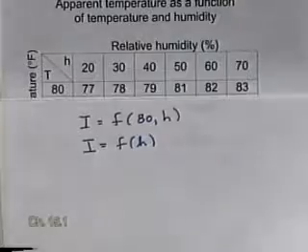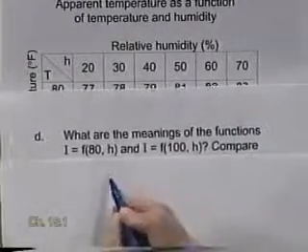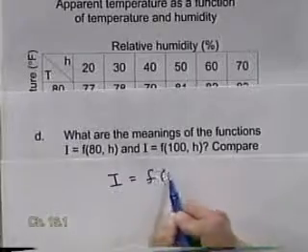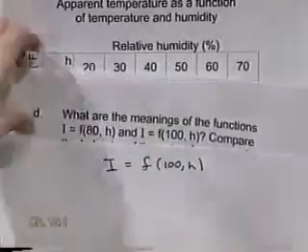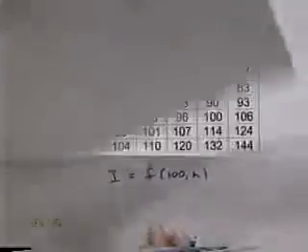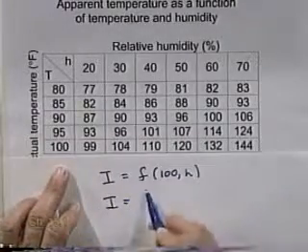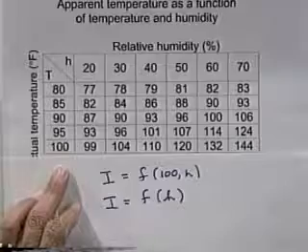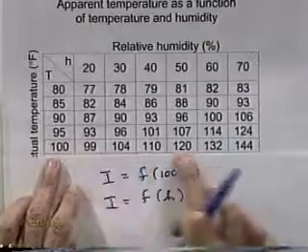Okay, now on the flip side, they also wanted us to figure out, what does I equal to f of 100, h mean? Now in this case, they have fixed the temperature at 100. All right, and notice now I is again just a function of humidity. And now they're showing me when the temperature is stuck at 100, what does it feel like?